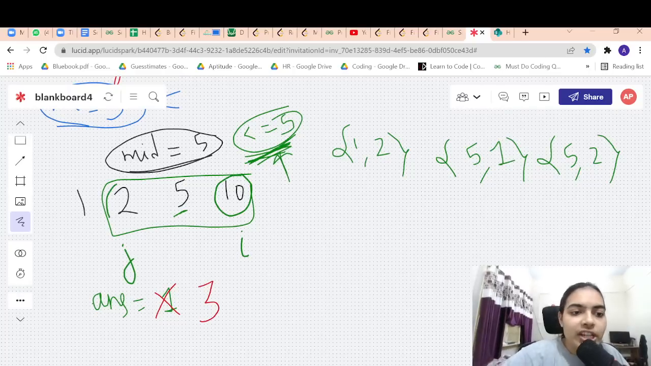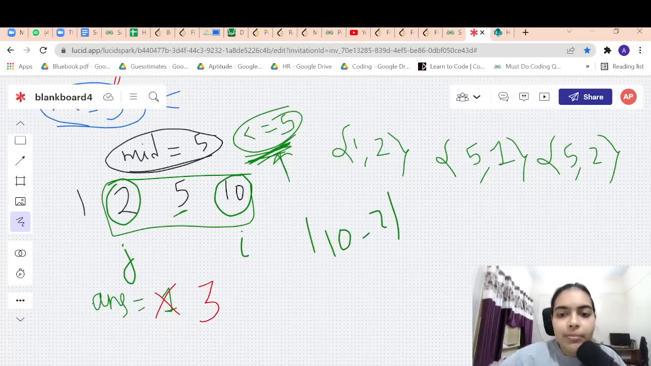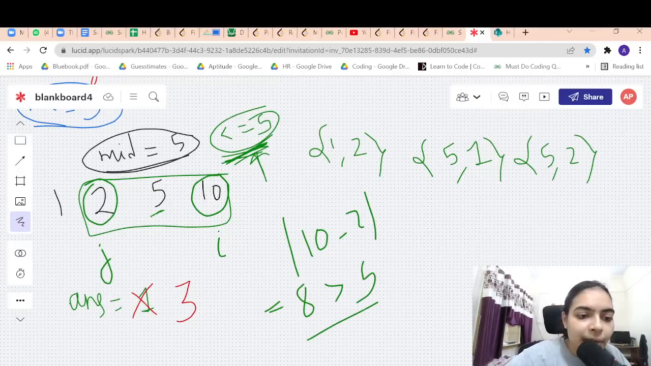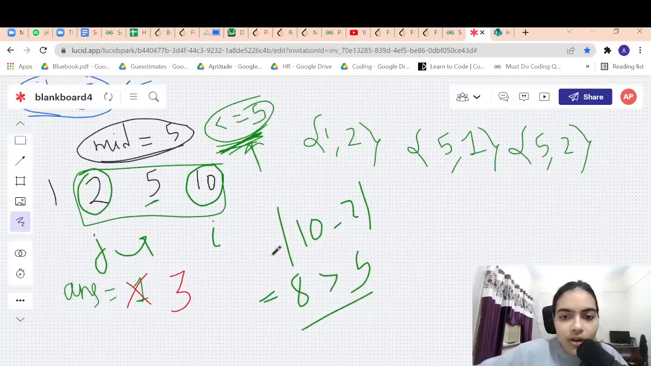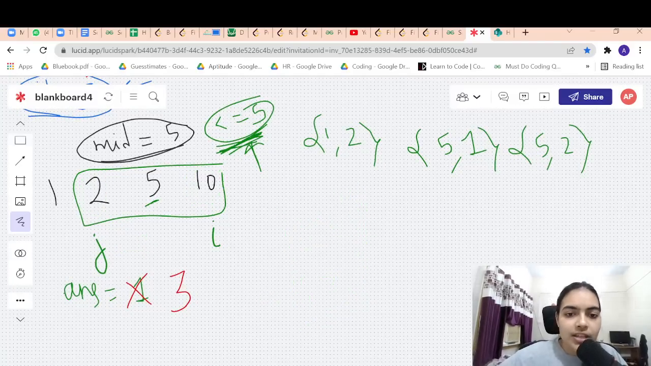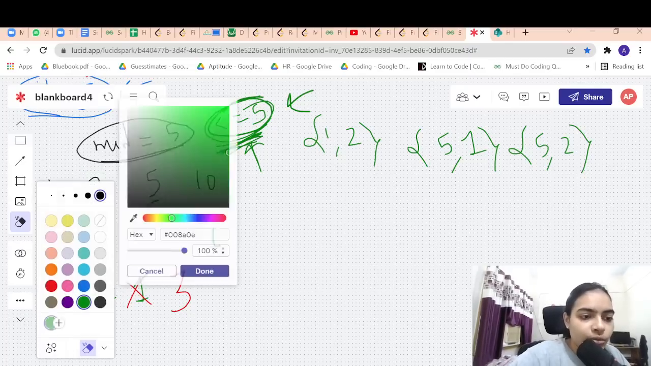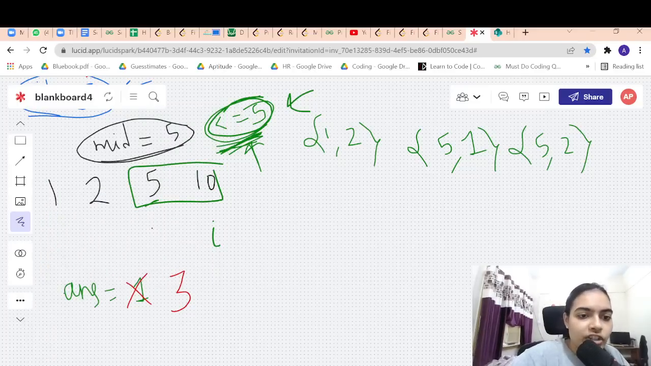Now I will again check between 10 and 2. 10 minus 2 is what? 10 minus 2 is 8. 8 is still greater than 5. So what do I have to do? I have to still increment my j pointer, okay, because I have to still increment this negative value so that I get a smaller difference, because we want a difference less than or equal to 5. So let me increment my j again.